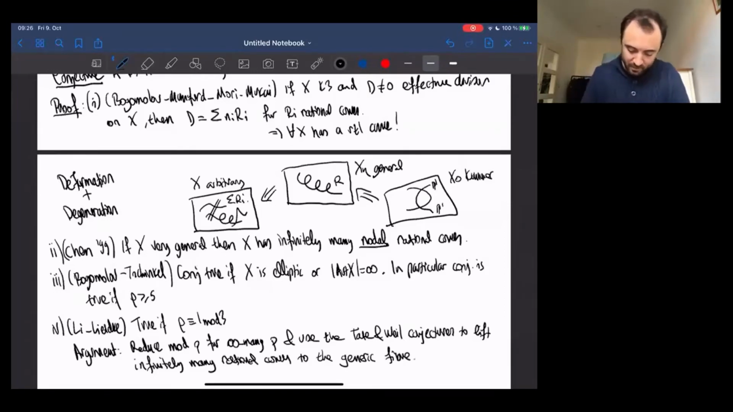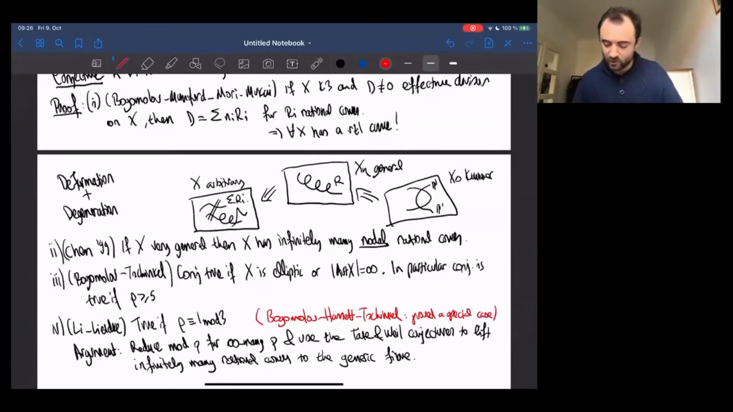Okay, and I should say that this theorem is heavily based on work by Bogomolov, Hassett, and Tschinkel, who proved the special case. They proved basically the case of Picard rank 1 and degree 2, but the argument they used was precisely this reduction mod p and creation of rational curves there. So it was a kind of influential paper at the time.